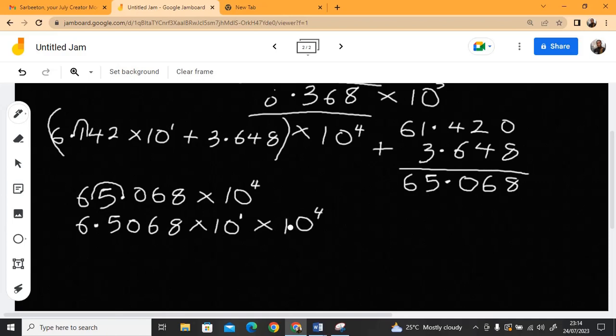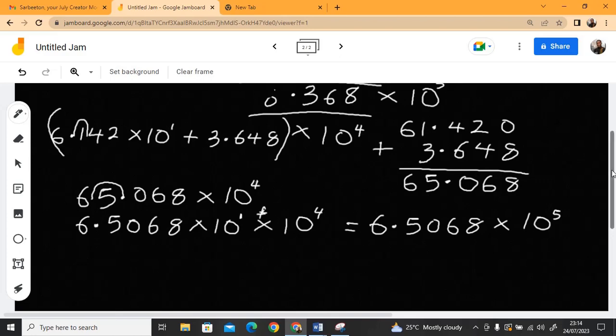You can see we have 10 and 10, and by the rules of multiplication in indices, you add the powers up. You pick one of the 10s and add the powers together. That will be 1 plus 4, which is 5. So your final answer will now be 6.5068 times 10 raised to the power of 5. But if you are very good at what you're doing, since you moved the point once, just add 1 to this, making 5. So that is that.